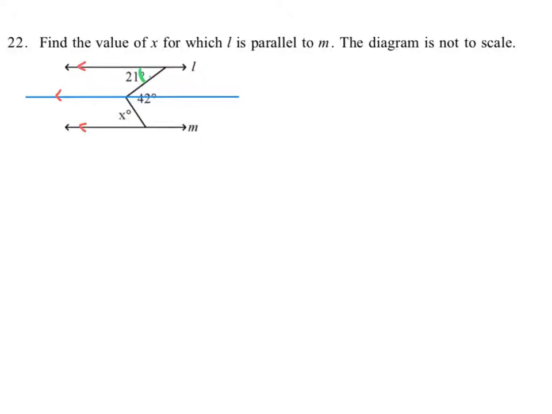Okay? And that would leave 21 remaining, since this whole angle right here is 42. If 21 of it was right here, because it is an alternate interior angle with this 21 degree angle and these two lines are parallel, then that would leave 21 degrees for this angle. And since these are alternate interior angles, x would also be equal to 21 degrees.